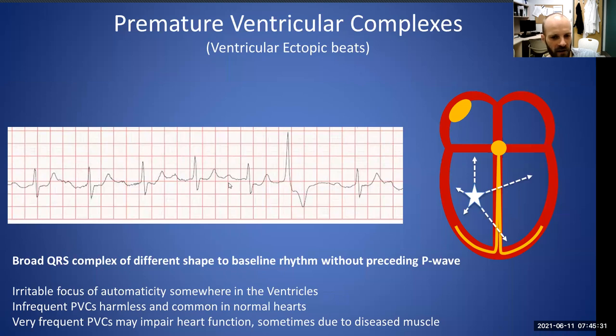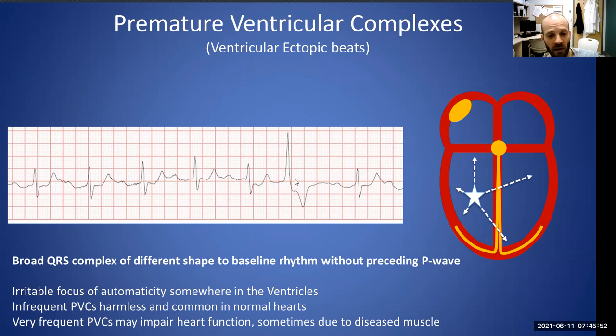Second thing to notice is that there isn't a P wave preceding this beat, which is what you'd expect. There's no P wave because this beat is originating from the ventricles. So it's a broad QRS complex of a different shape to the baseline rhythm without a preceding P wave.